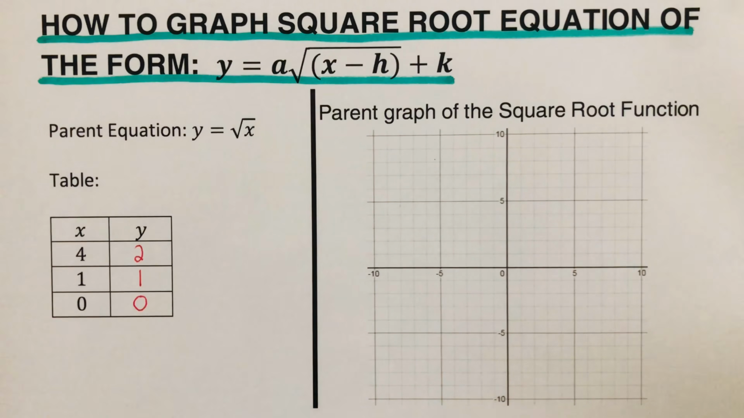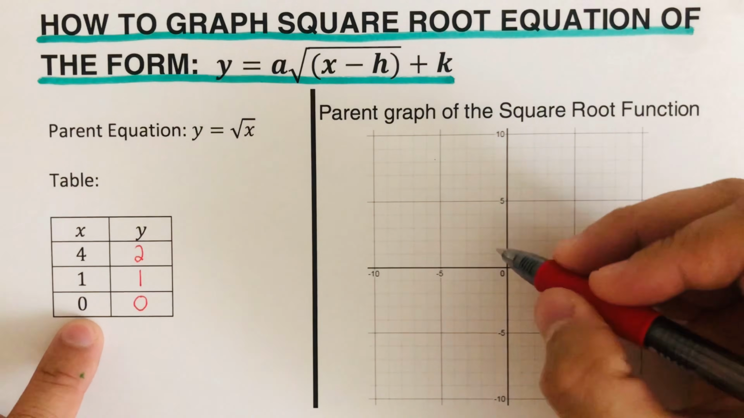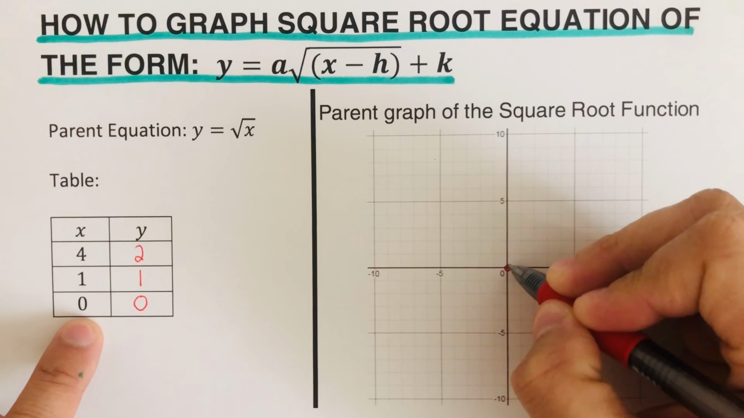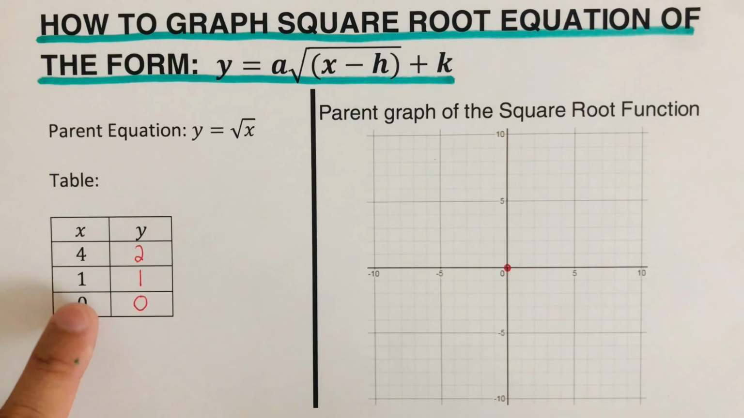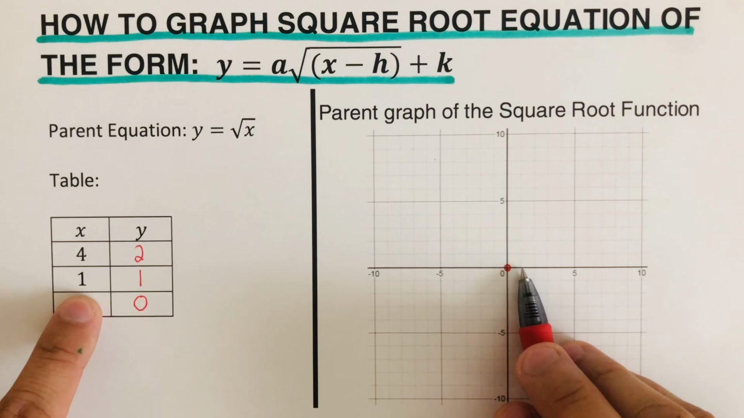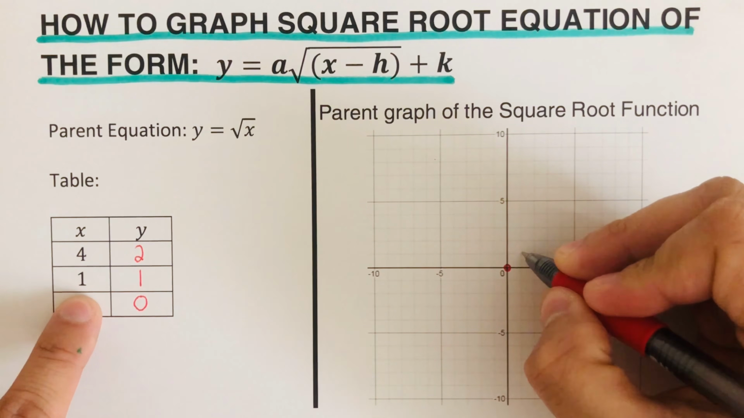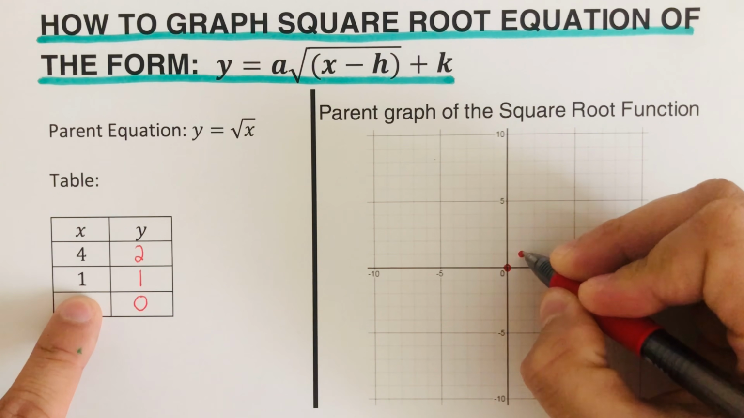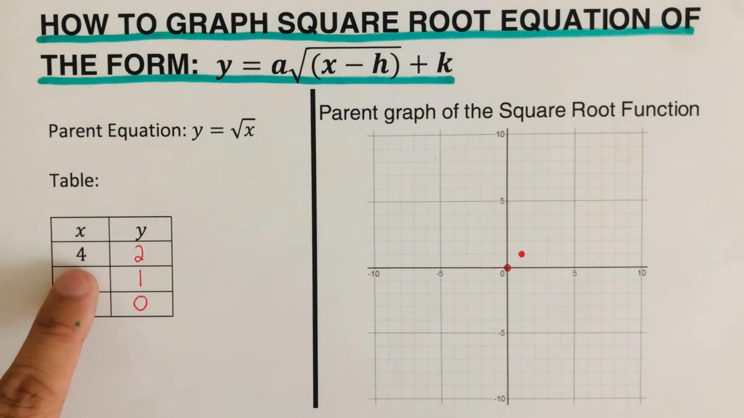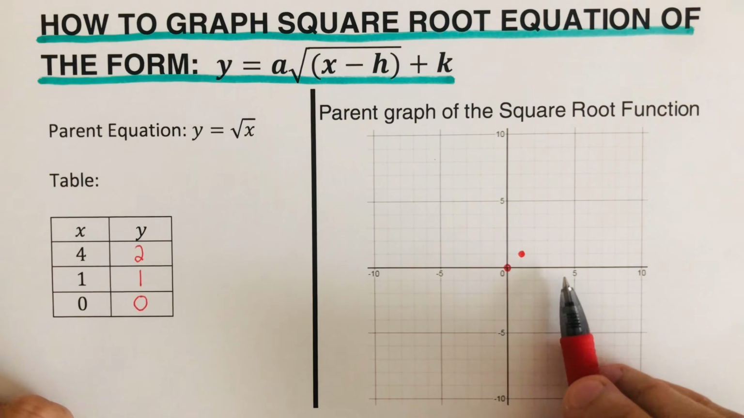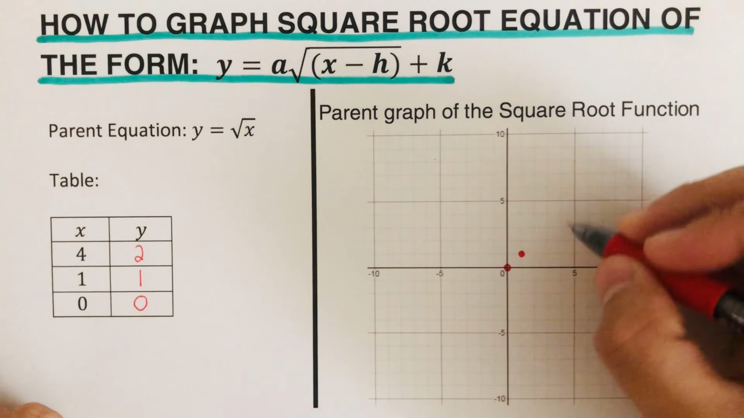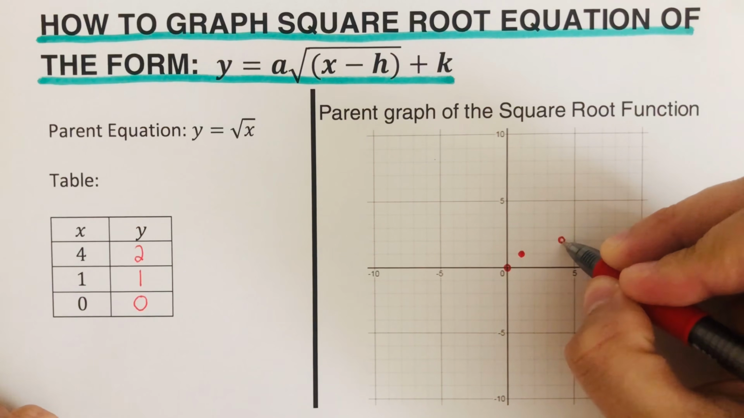So then we are ready to sketch the graph for this. So we have 0 and 0. So this is the first point. And then the second point would be 1 and 1. So that's 1 and 1 right here. So this is our second point. And we have 4 and 2. So we go to 4, then we go to 2. So this is our third point.